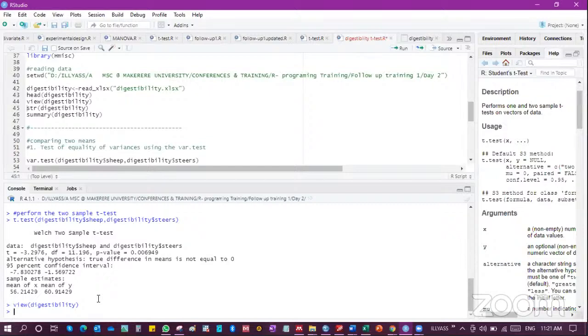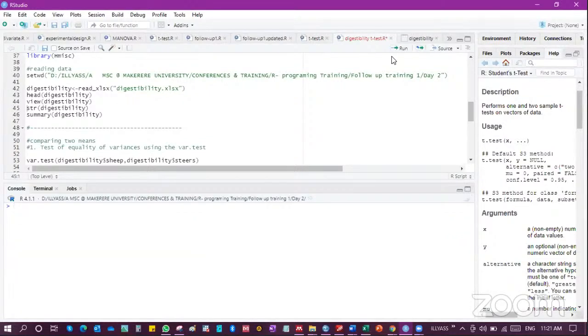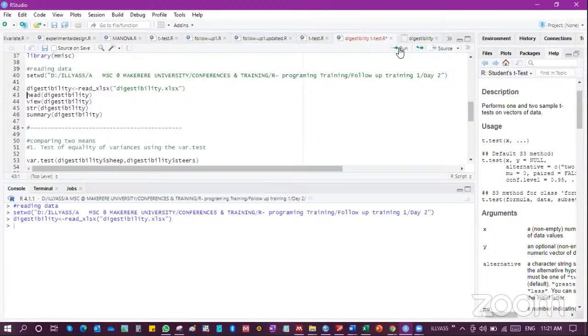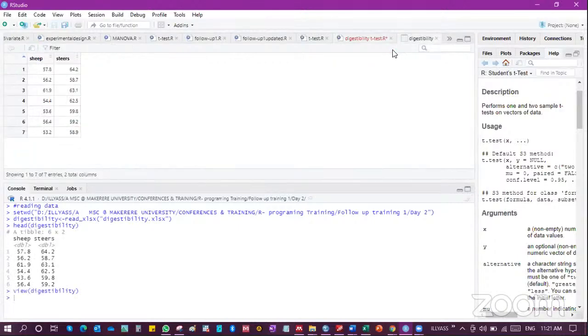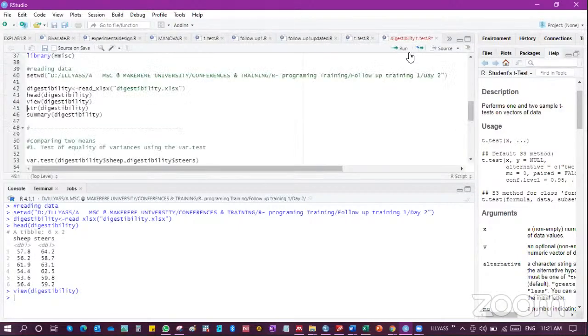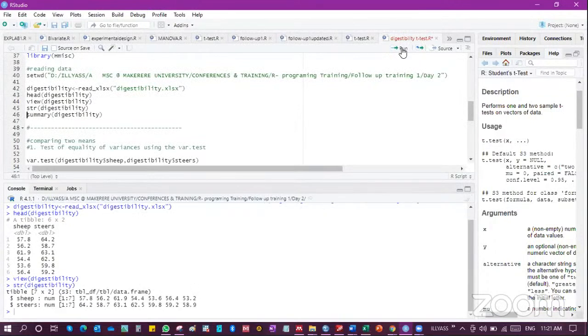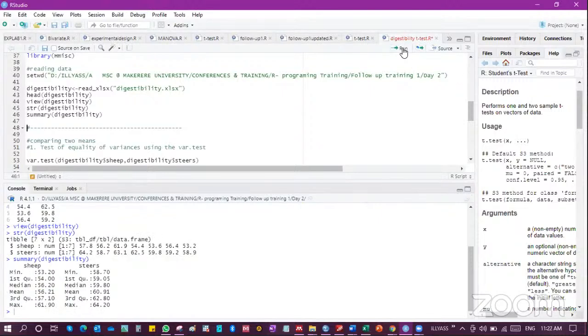So let me clear my console. I run. Yeah, so the heads. Let me close this. Okay. And then this is my data structure. They are numerical in nature, the 2 samples. Okay. And then I just try to do the summary.